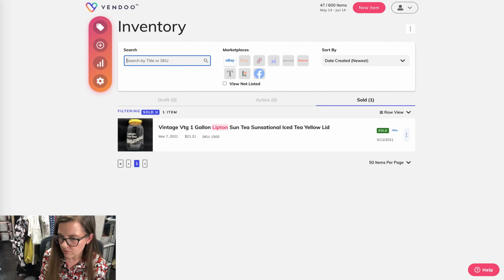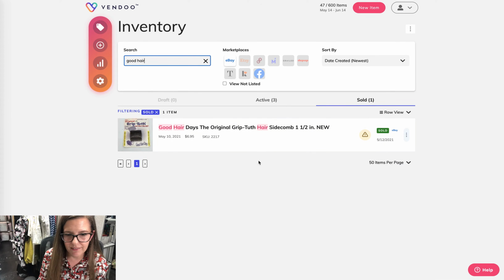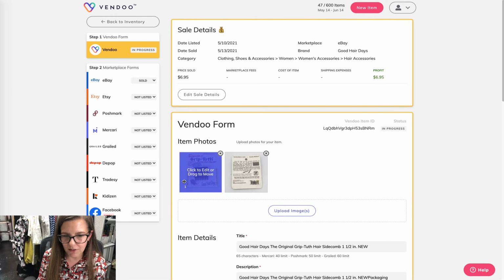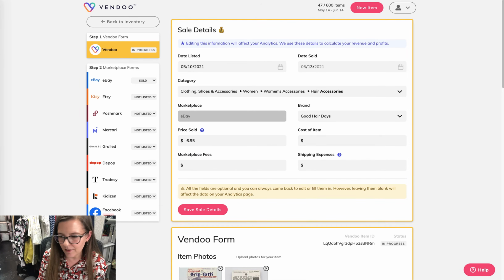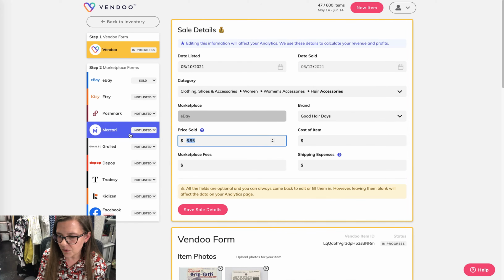Guys, this was in a junk bag and it sold in one day. I really didn't know if I should list it. The packaging was all jacked up, and it was just a hair clip. But it was new. It wasn't like a dirty hair clip. It sold on the 12th, and it sold for $6.95.